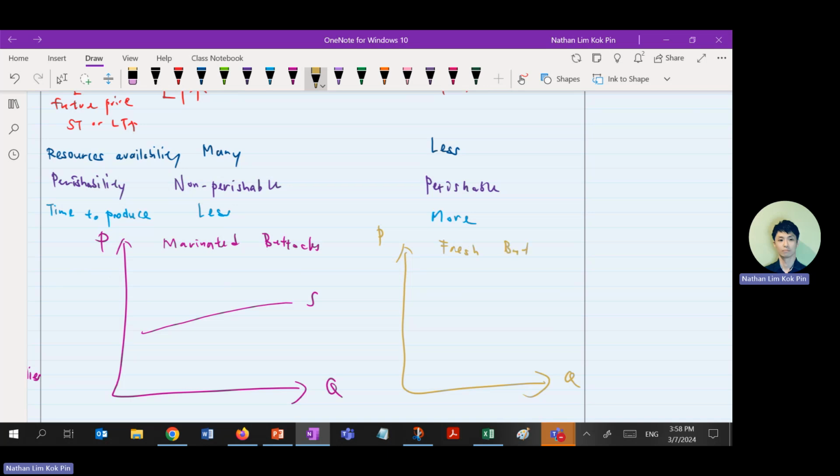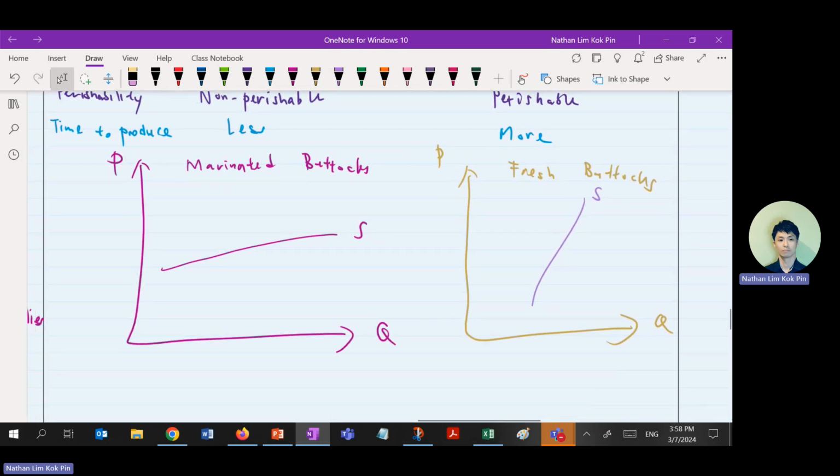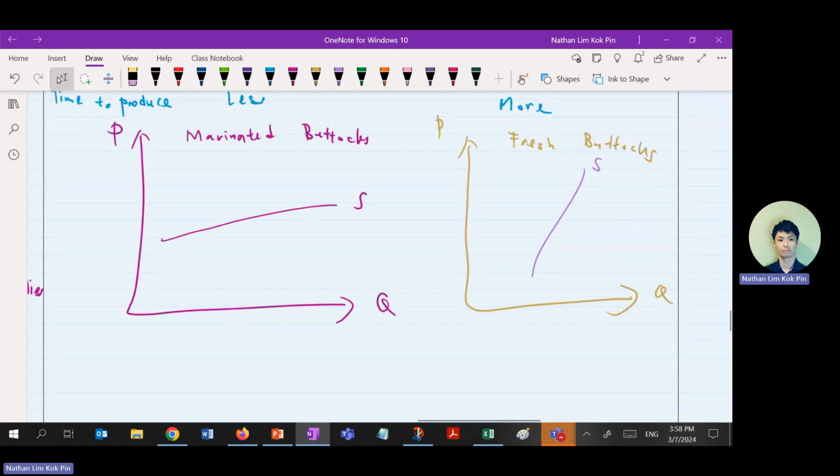Fresh one. Fresh chicken buttocks. A lot of people like to eat it, right? Especially, not to say I'm racist, I cannot be racist to my own race, but especially Chinese.